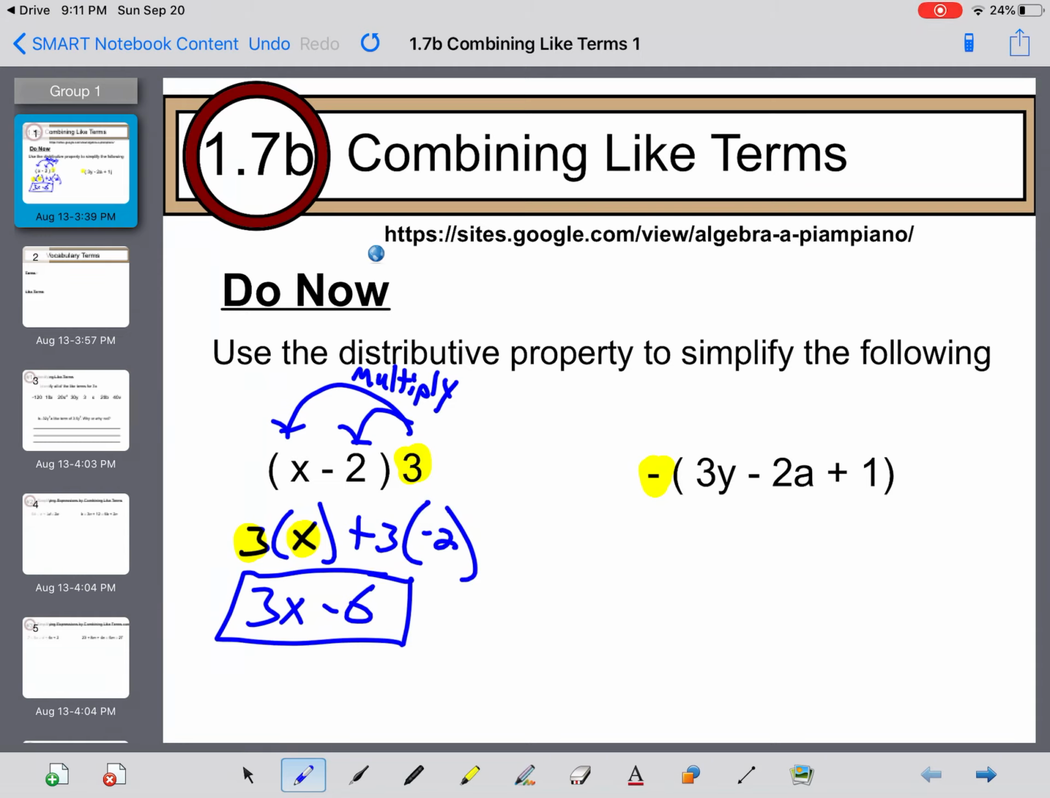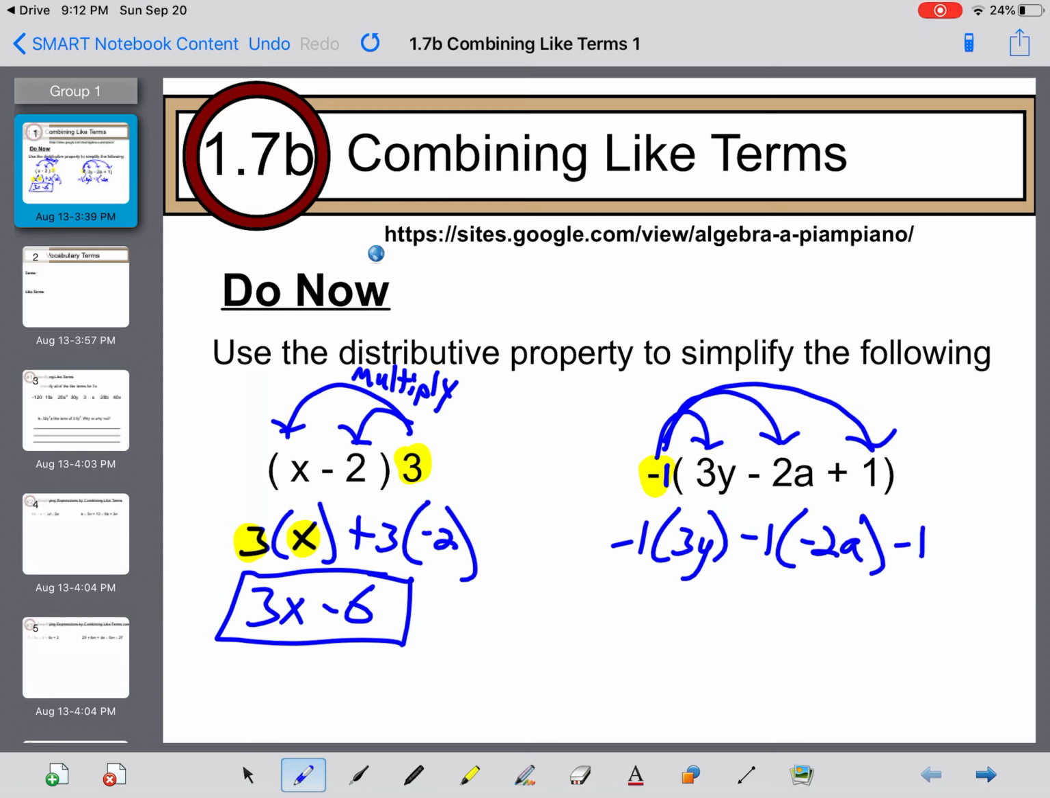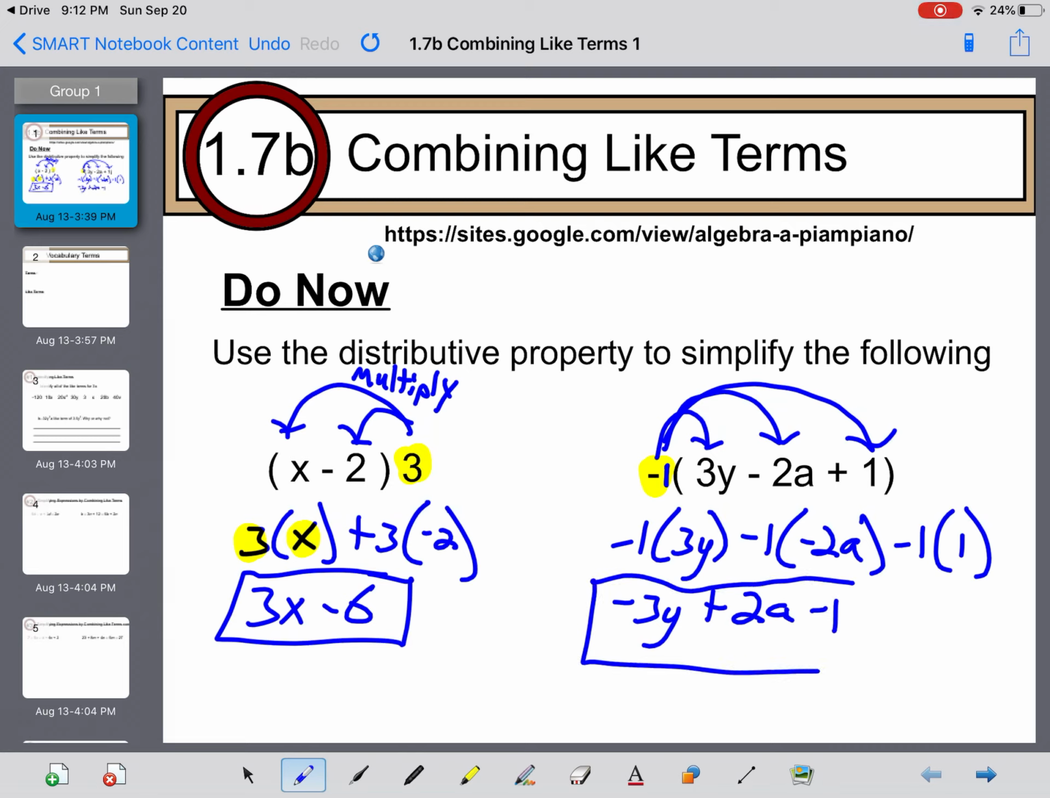Now, on the right-hand side, you have that negative, and there's no number there. We talked about that last class. There's really a hidden 1. It's negative 1. Distribute that negative 1 to everything on the inside. So this becomes negative 1 times 3y, negative 1 times negative 2a, and negative 1 times 1. A negative 1 times a positive 3y makes a negative 3y. A negative 1 times a negative 2a makes a positive 2a. A negative 1 times a positive 1 makes negative 1.